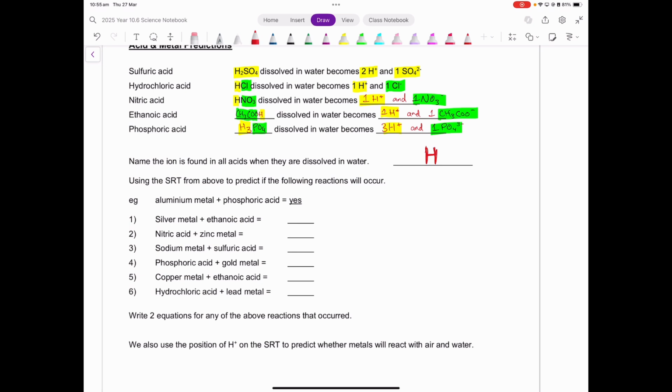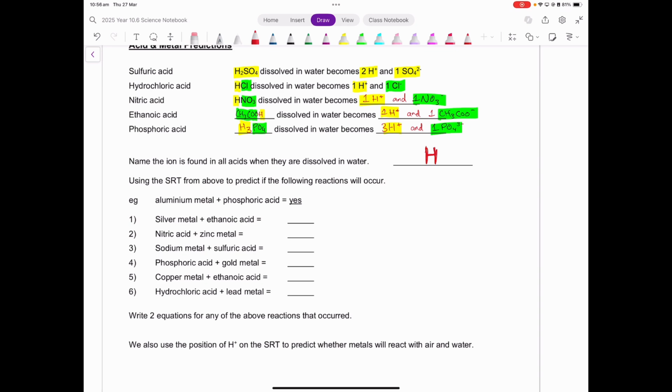So when we have an acid plus a metal, we can figure out if a reaction is going to take place. So in the case of ethanoic acid, what I'm really asking here is, will silver metal react with hydrogen ions? And look, it's very simple here. We're just going to see if a reaction occurs.